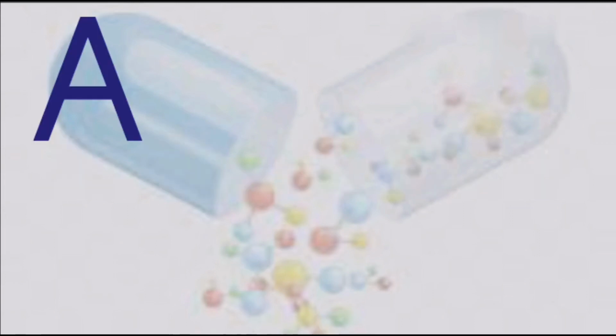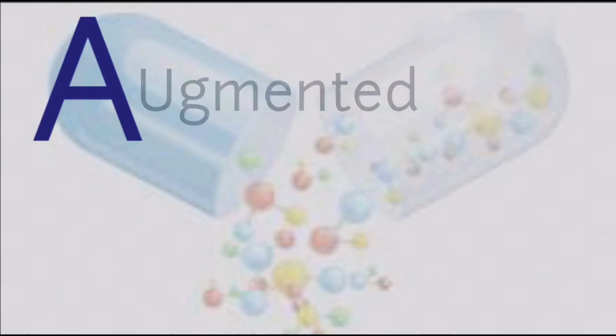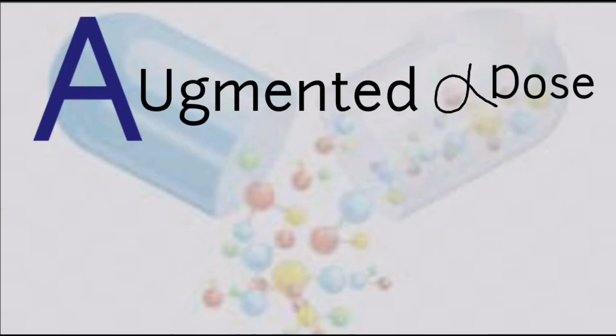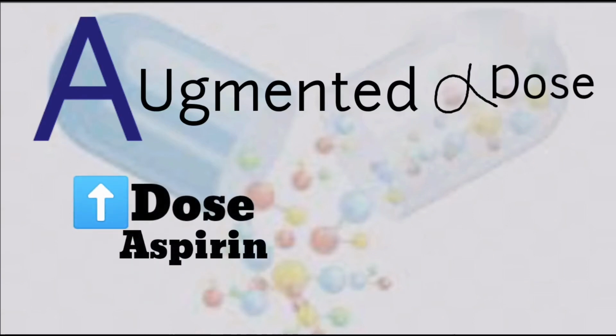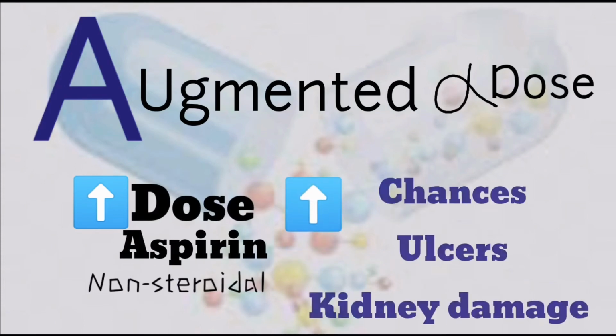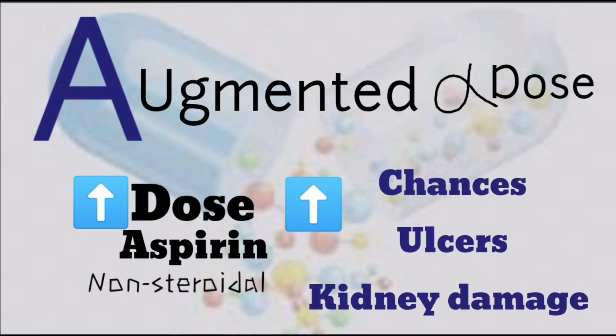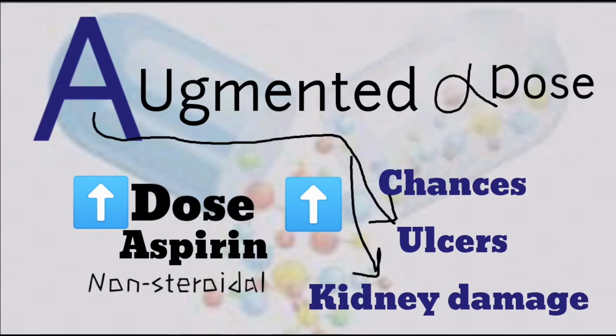A type refers to augmented type adverse drug reactions that increase with the dose increase. For example, the more you take aspirin or any other agents in the family of non-steroidal drugs, the more you are susceptible to develop stomach ulcers or kidney damage. Ulcers and renal failure here are augmented drug reactions. Type A adverse effects can be prevented by dose reduction or by using other drugs that are safer.